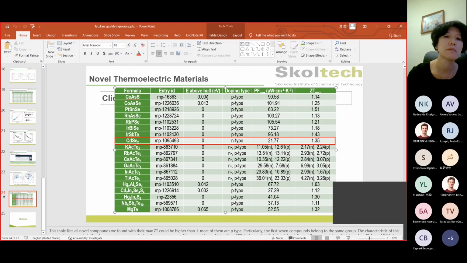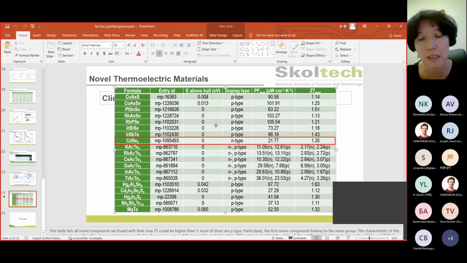Yes, I agree. But I think for my work, as long as this energy above the hull is lower than 0.1 electron volts, it's highly possible to be synthesized or exist in experiments. It does not matter if the relative stability of the compounds competing with the compound you are forming are more stable, then you will never form your compound.